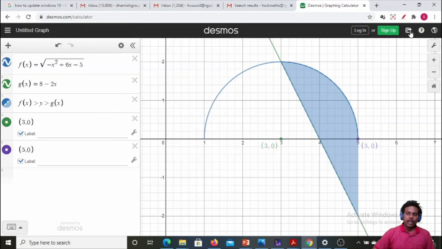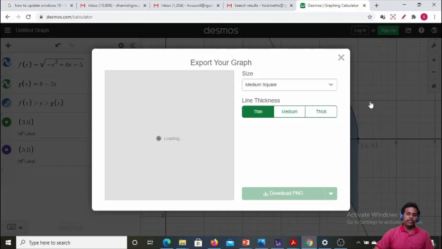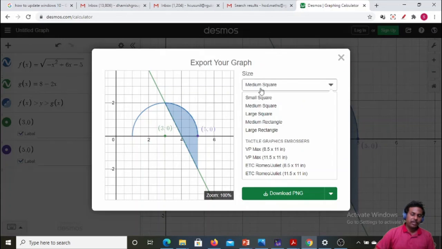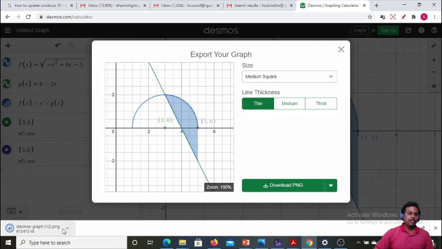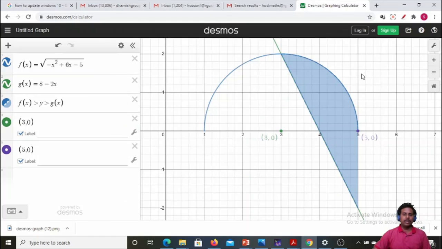Okay, now here if at all you want to take the image of it, you can click on share, export image. There will be different options here. You click on something, okay, and medium, so this is where you can get the graph section. Okay, the graph is downloaded. So with the help of this graphing calculator only, I could collect the images which I have placed in the PPTs. Okay, hope you have some good experience with the graphing calculator.